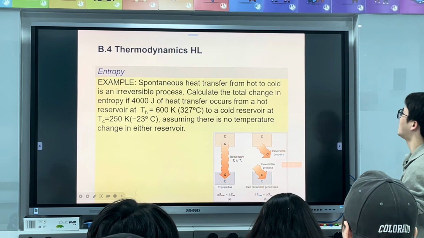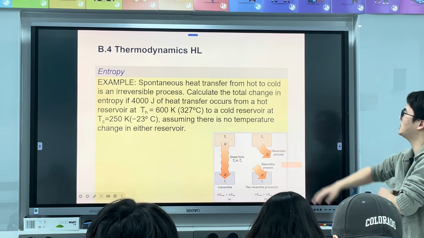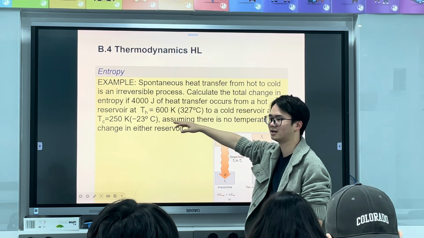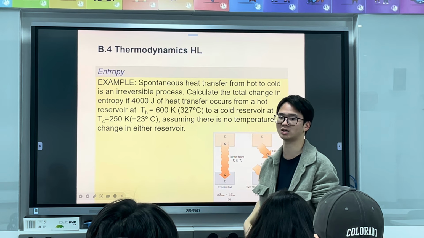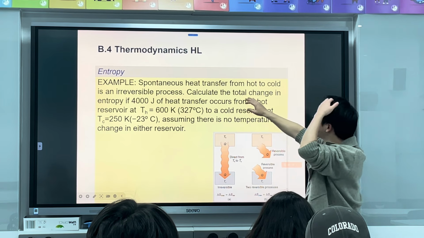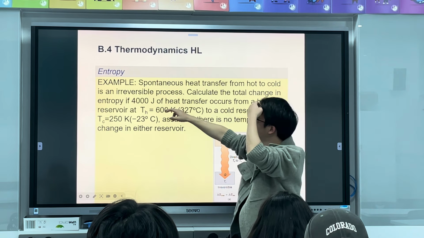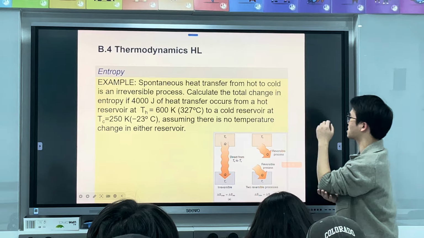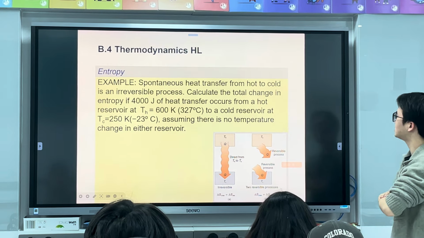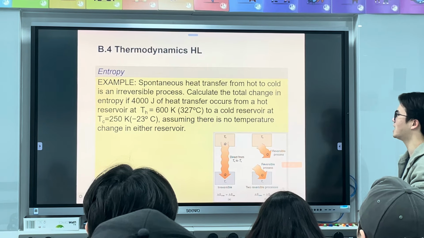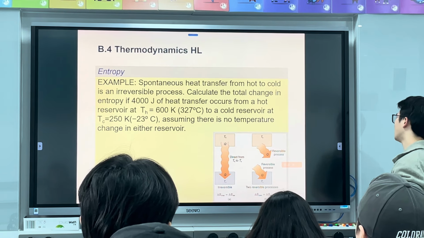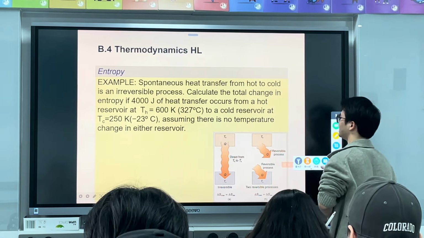Spontaneous heat transfer from hot to cold is an irreversible process. Spontaneous, unless you do human intervention, it does work to the system. Calculate the total change in entropy if 4,000 joules of heat transfer occurs from the hot reservoir to a cold reservoir, assuming that there's no temperature change in either reservoir. All right, I'm going to give you 4 minutes.